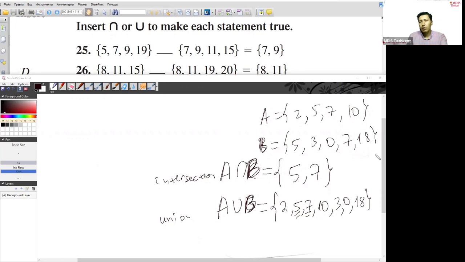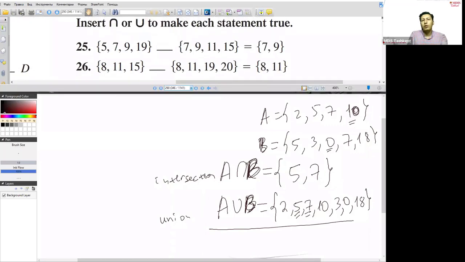0, 0 for intersection, you mean? This one is 10, okay? This one is 0. You cannot take 0, okay? So this is union. Understand what is intersection and union? Now you have to put that sign, intersection or union, to make each statement true.